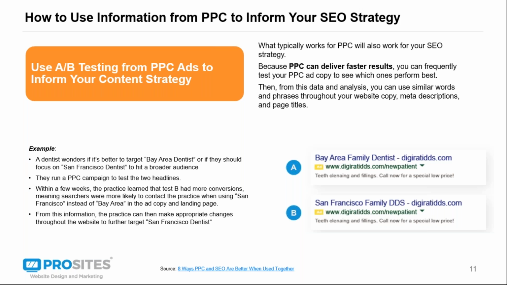Okay, so you can actually also use A/B testing from PPC to inform your overall website content strategy, as I've mentioned. Not only to understand what keywords to target, but also to understand what phrases and what verbiage is most effective. So because PPC can deliver faster results, you can frequently A/B test copy, and then from there find the most successful search phrase that you've included in your ads and implement it into your website copy, meta description, and page titles of your site.